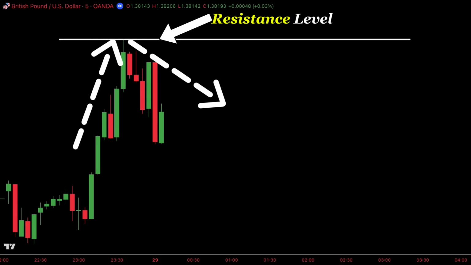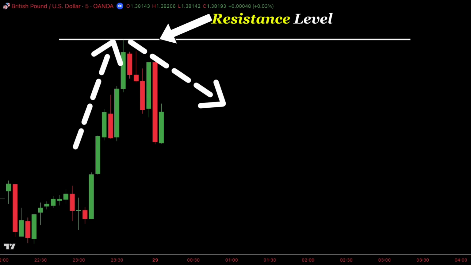Multiple price rejections. A level gains strength every time price reacts to it. When the market tests the same zone multiple times without breaking through, it signals that strong players are actively protecting that area. You can think of it like a barrier. The more times price hits it and gets rejected, the more powerful and reliable that level becomes.